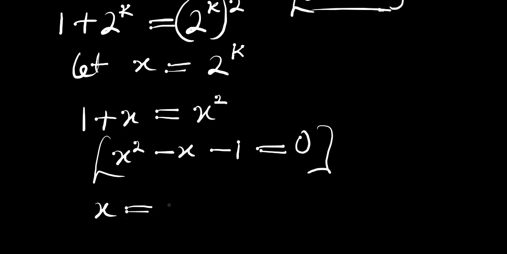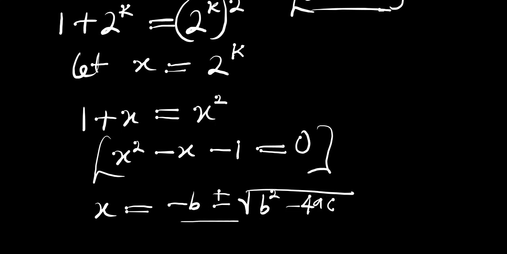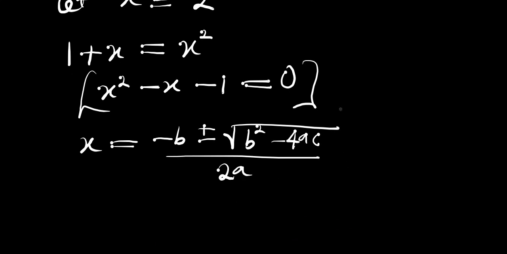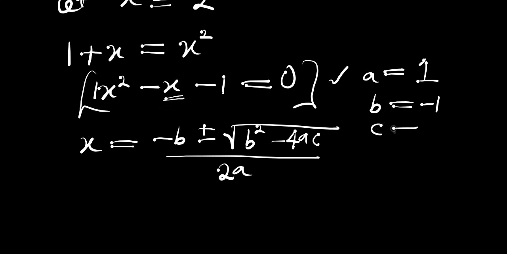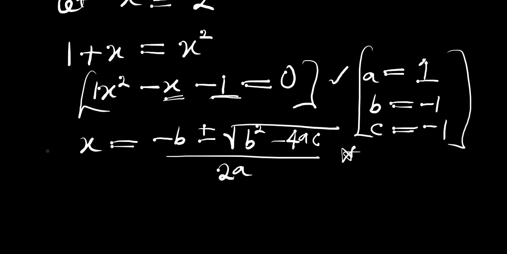We have x equals negative b plus or minus the square root of b squared minus 4ac, divided by 2 times a. And from this particular equation, we have a equals 1, that is the coefficient of x squared. We have b equals negative 1, that is the coefficient of x, and we have c equals negative 1 as well, which is the constant here. So we are going to insert all these values for a, b, and c in this particular quadratic formula.